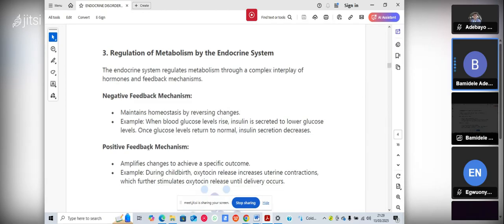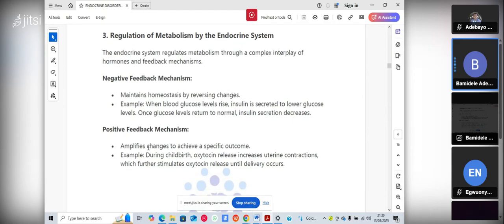And in the positive feedback mechanism, there is no reversing of changes. What happens in this mechanism is there's a continuous secretion of the hormone until a specific outcome is achieved. The common example is childbirth, and the example under this is oxytocin. During childbirth, the posterior pituitary will continue to secrete oxytocin until there's an outcome, which is the birth of the baby. So as long as the baby is in the uterus, there will be continuous secretion of oxytocin.